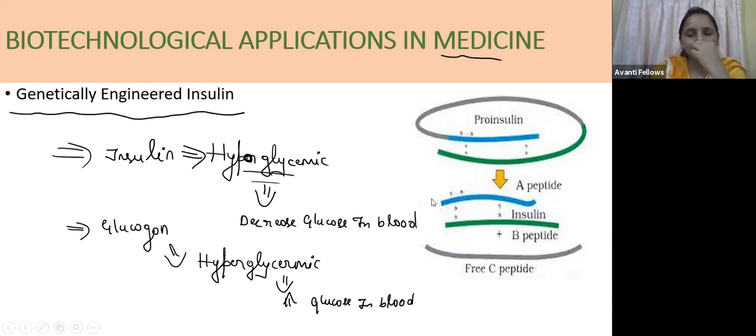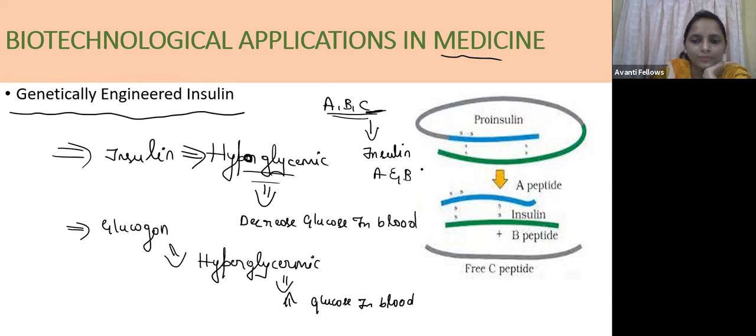Before insulin is produced, it is in the form of proinsulin. What does proinsulin mean? It is in the inactive form. Proinsulin consists of three peptides: A peptide, B peptide, and C peptide. Why is it challenging to produce genetically engineered insulin? The C peptide is not present in the insulin. In the insulin there is only A and B peptide.